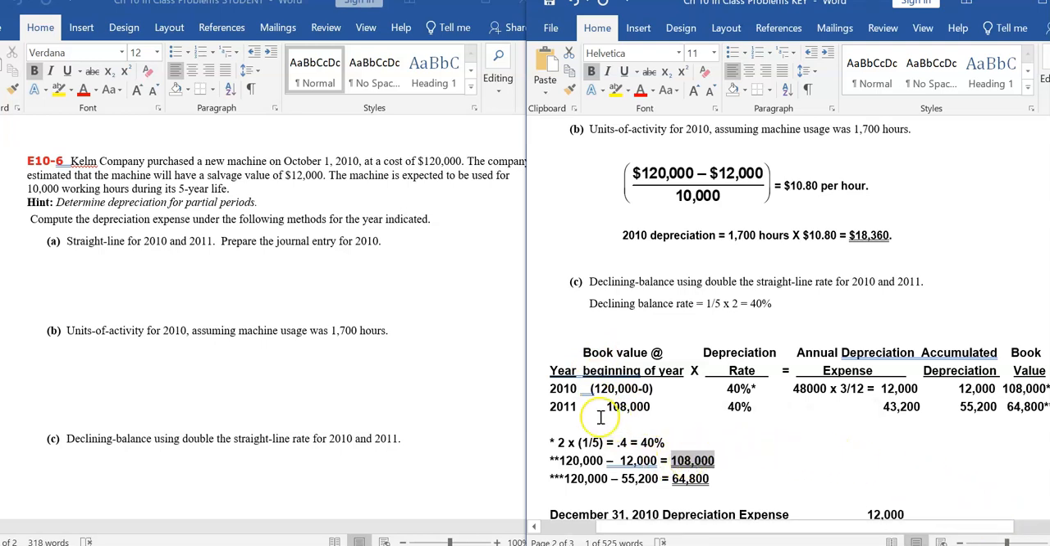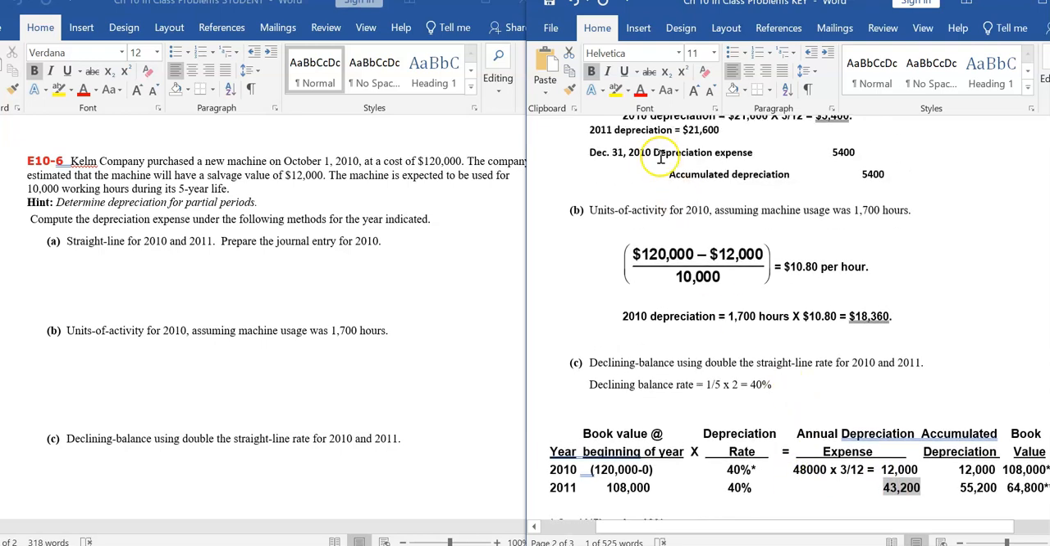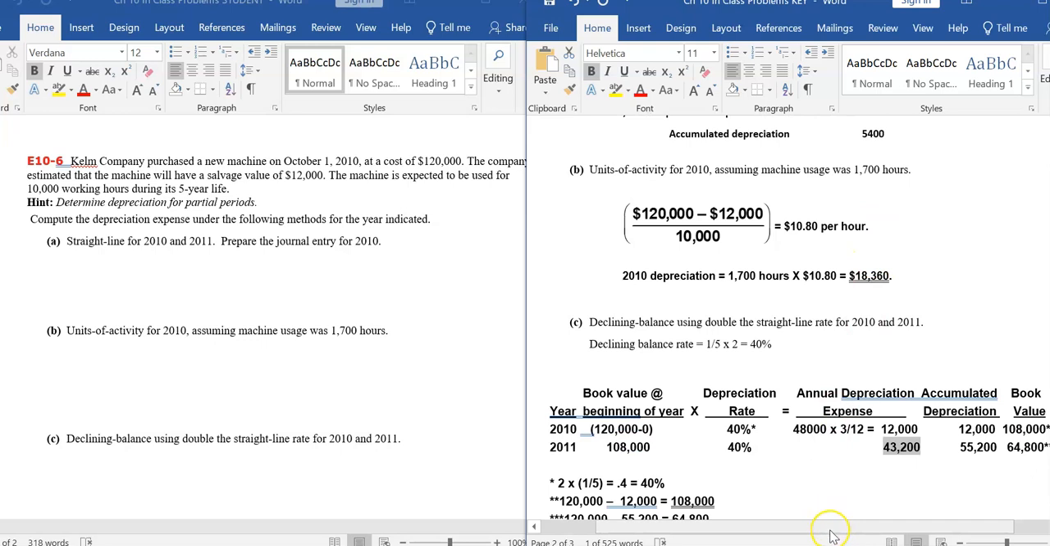To get 2011's depreciation expense, we will multiply 2011's beginning book value by the declining balance rate of 40% to get that year's depreciation expense. That was used a full year, so we do not need to get a fraction of the annual depreciation. The journal entry would be a debit to depreciation expense of $43,200 and a credit to accumulated depreciation of $43,200.